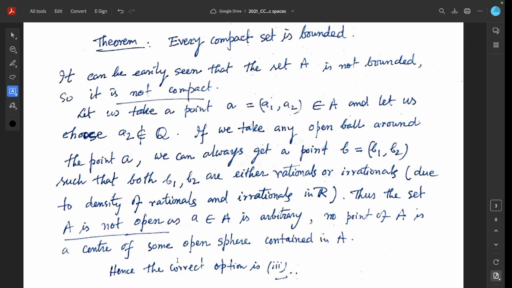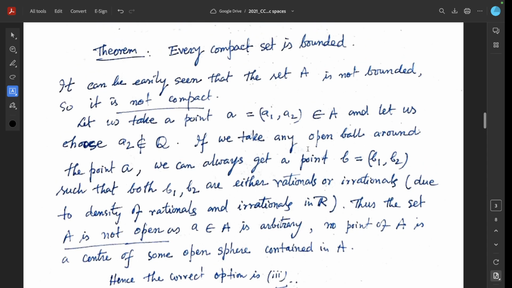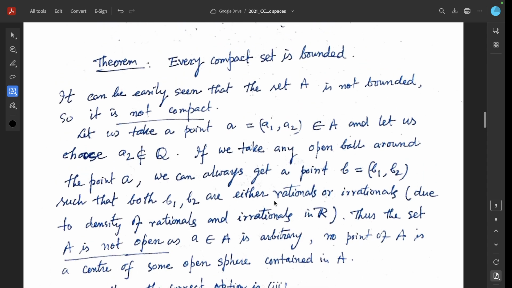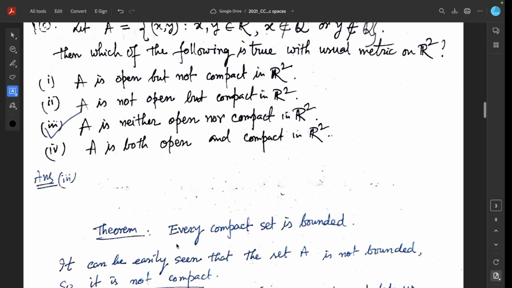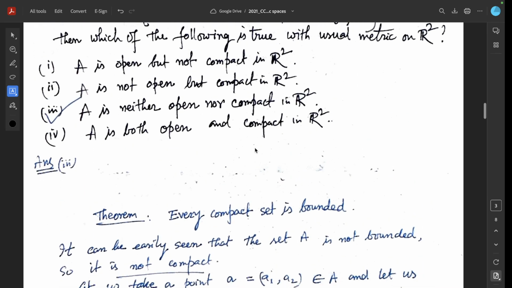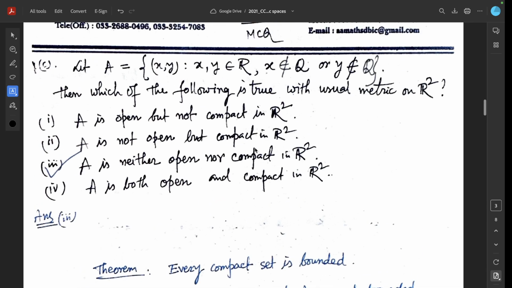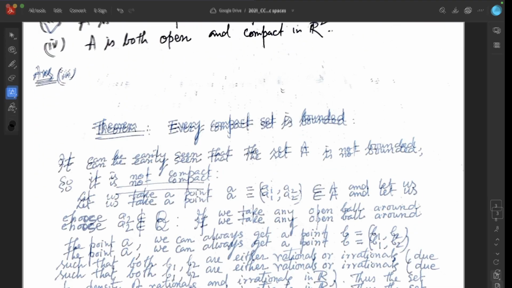No point of A is the center of some open sphere contained in A, because this point b, if both are rational, does not belong to the set A. So this set A is not an open set. So A is neither open nor compact. This is 1C.